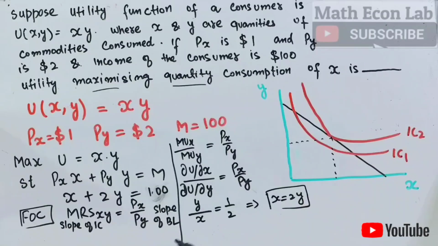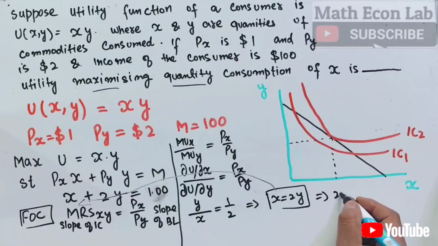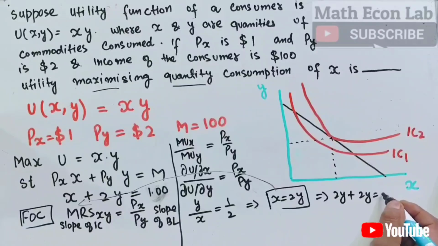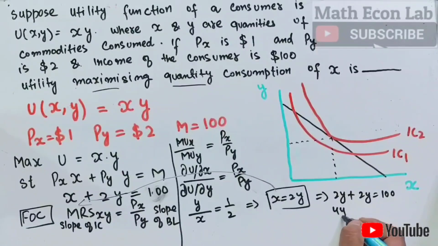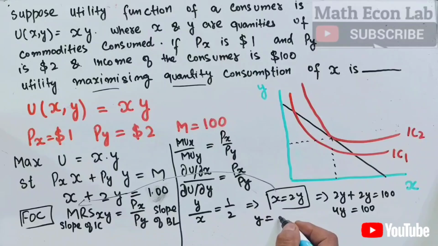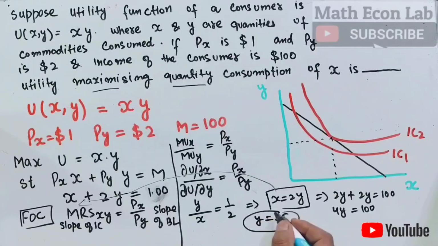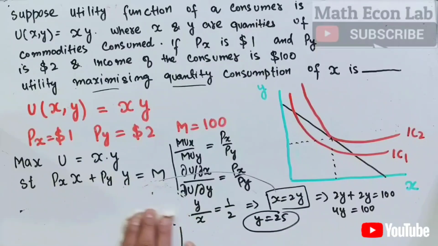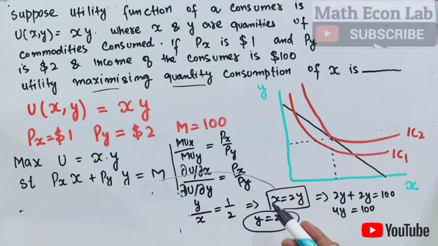Now we plug the value of x is equal to 2y into the budget constraint. So in place of x we have 2y, plus 2y should be equal to the income, or 4y is equal to 100. Dividing both sides by 4, we get y is equal to 100 upon 4, which comes out to be 25. But we are supposed to find the value of x, the utility maximizing quantity of x. So plug y is equal to 25 in this equation.